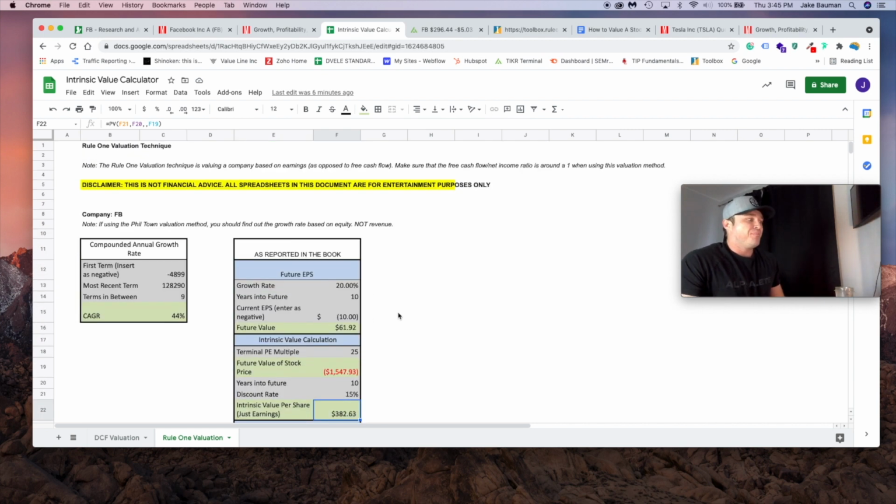So I know I went through that very quickly, guys, but I do think both of these valuation techniques are great. They both have their pros and cons. If you are brand new to valuation, I would recommend the Phil Town style. Start with learning about what earnings are, because with the discounted cash flow, if you don't know what free cash flow means, you can plug and chug as much as you want, but in my opinion, if you're brand new to investing, it's a lot easier to understand earnings per share than it is free cash flow per share.